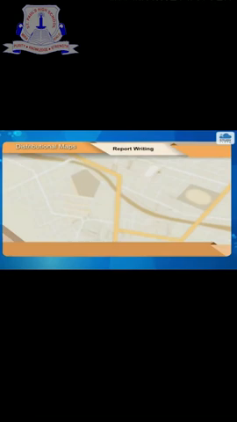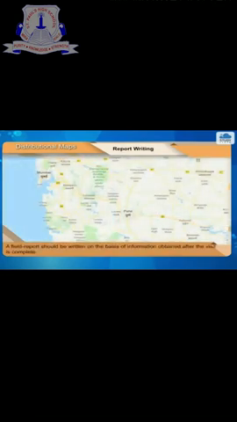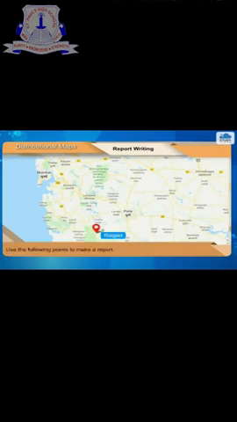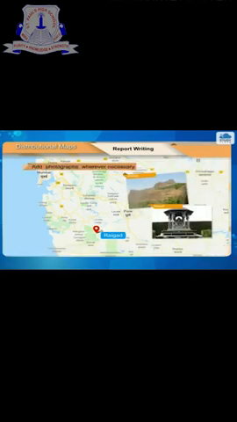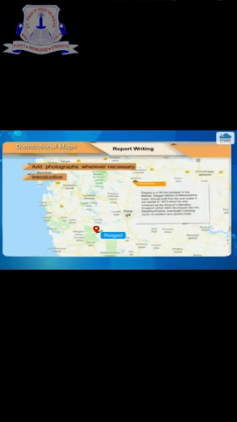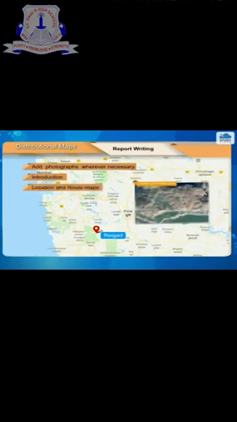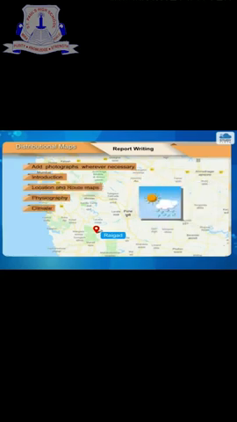Report writing. A field report should be written on the basis of information obtained after the visit is complete. Use the following points to make a report. Add photographs wherever necessary. Introduction, location and route maps, physiography, climate, population, environmental problems and measures, land utilization, conclusions.